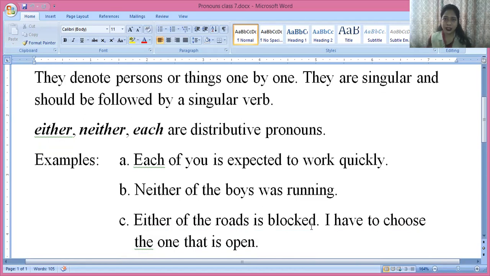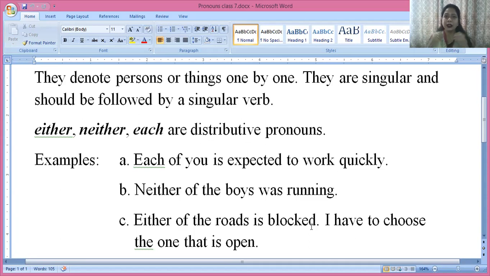Suppose you are standing at some crossroad. There are two roads in front of you, and your friend has told you that one road is blocked when you go further, and one road is open. So now you are standing there and you are thinking either of the roads is blocked. That means there are two roads, and out of them one is blocked. So now what you have to do, you have to choose the one that is open. Then only you will be able to get back home.